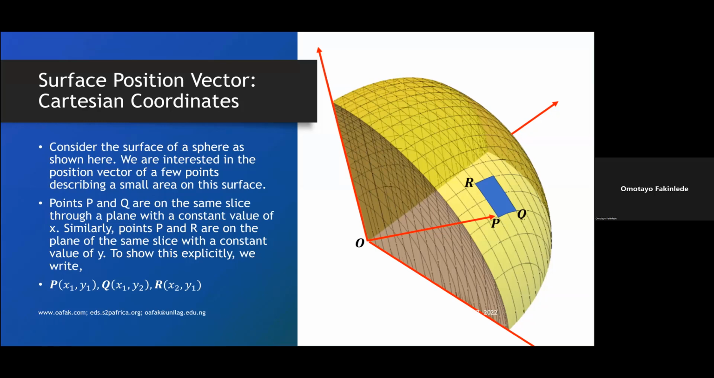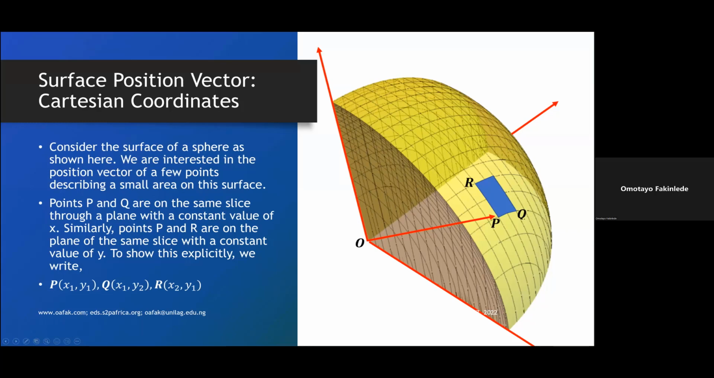If it is clear to you, say so. If we are parameterizing this with X and Y, P and Q have the same values of X, and P and R have the same values of Y. Okay, I have enough people who can see that. So if I'm moving from P to Q, it's only Y that is changing. If I'm moving from P to R, it's only X that is changing. That is what we are saying here.